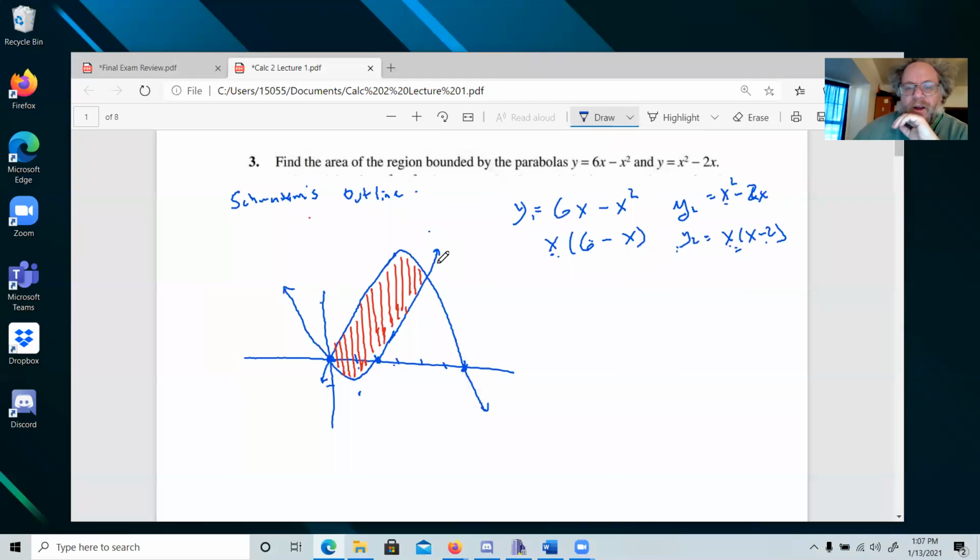So here we are. Which one is on top? Well, it looks like the parabola that's facing down is the one on top. Here's my f of x. This one is the g of x. Now, the question we have here just says bounded by. So what that means is, where's their intersection?